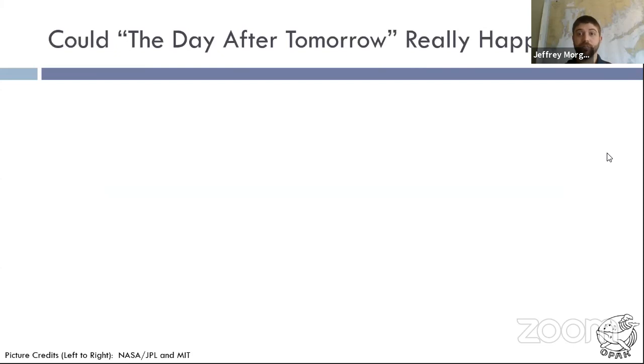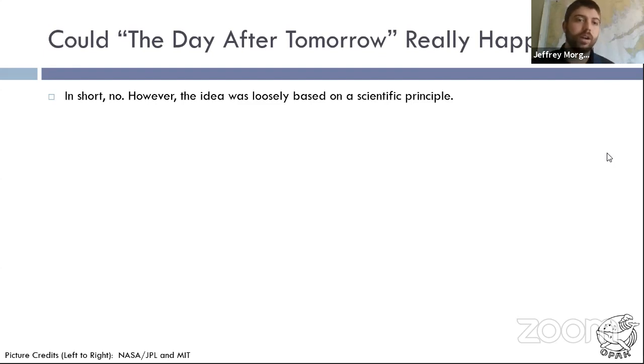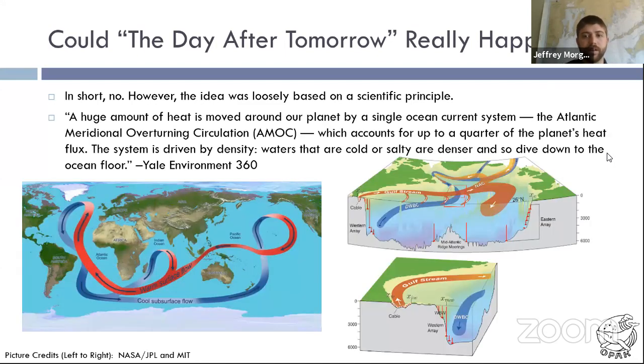So, could The Day After Tomorrow really happen? Probably not. However, as you heard, the science that they used to create the dramatic effects in the movie was based on a scientific principle of our global conveyor belt slowing down or completely stopping. And there is a huge amount of heat that is caught in this Atlantic circulation. And you can see that again here.